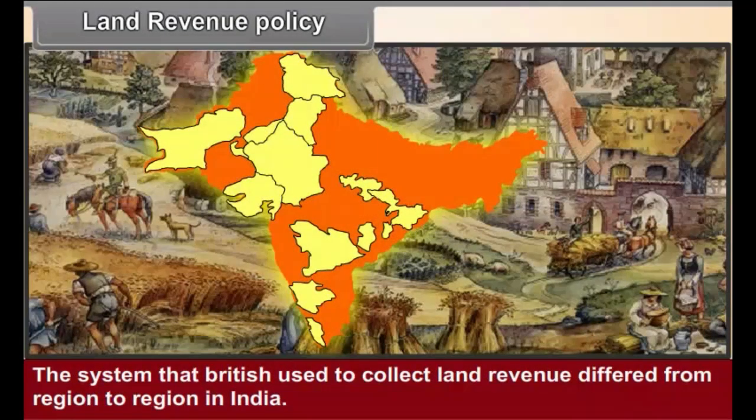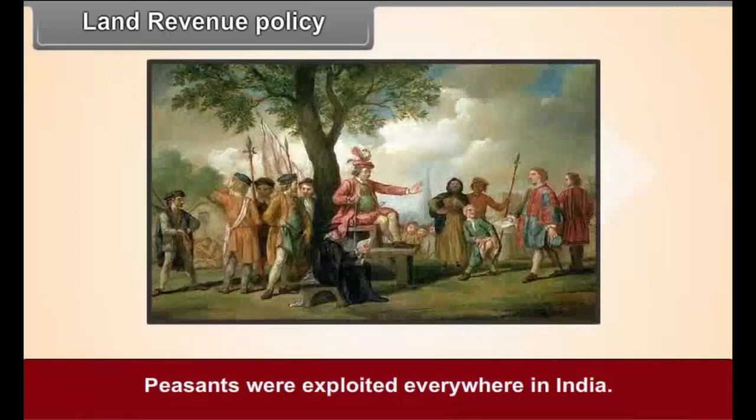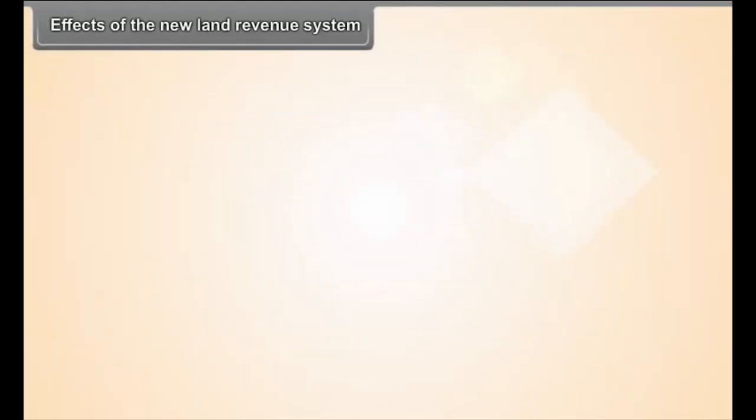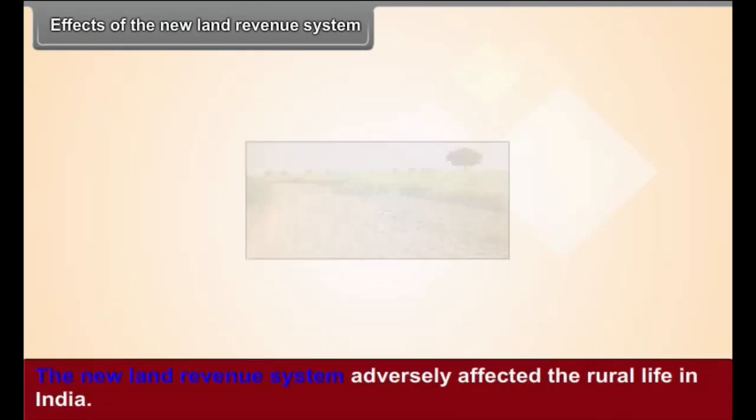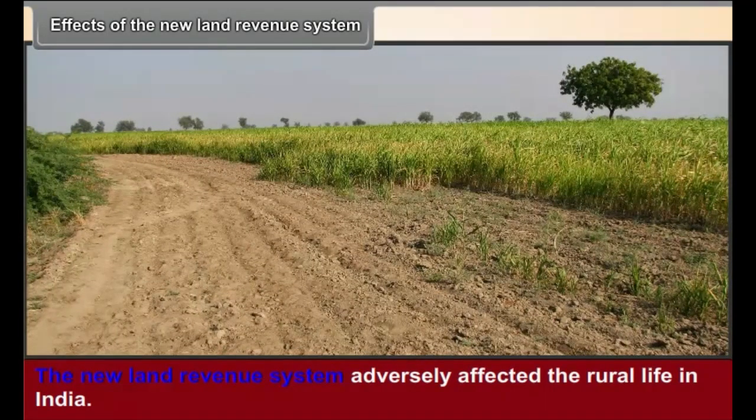The system that the British used to collect land revenue differed from region to region in India. Peasants were exploited everywhere in India. Effects of the new land revenue system. The new land revenue system adversely affected the rural life in India.